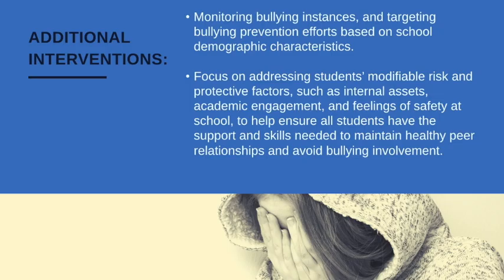For example, the students in the school needed to feel a sense of safety, and therefore that was a school level factor because they needed to change school policies in order to better have that type of environment. And then they also needed to make sure that students had appropriate support and skills in order to maintain healthy peer relationships and avoid bullying involvement.